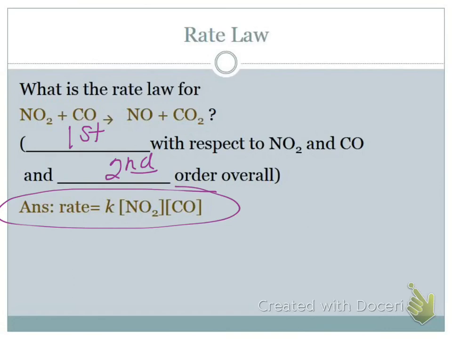Now when you get to AP Chem, we can graph certain things and determine graphically whether it's first order, second order, third order, or zero order. Sometimes you can have a zero order, which is just rate is equal to k.